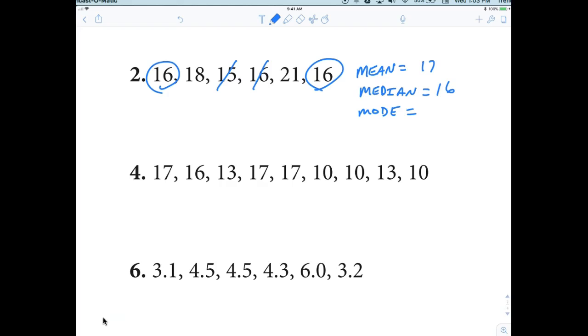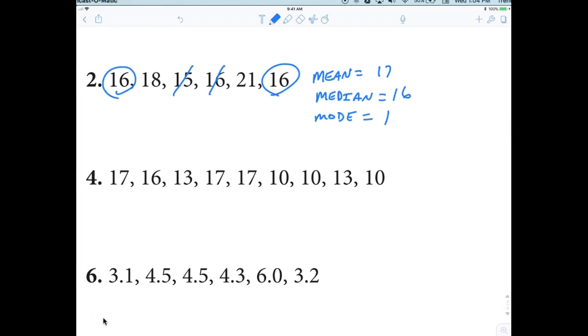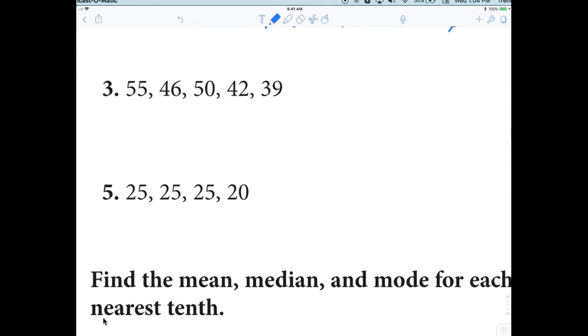So, the mode. What's the mode here? 16. That's not hard. All right? The mode is 16 because it's the number that occurs the most frequently. All right? Let's take a look at number 3 now.